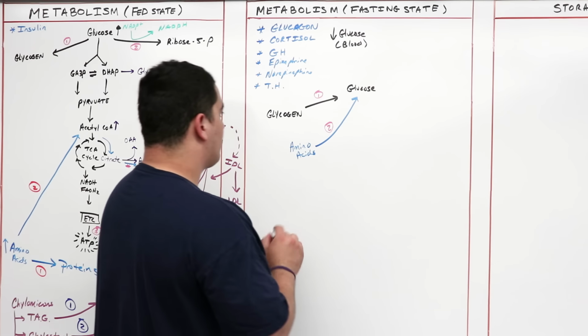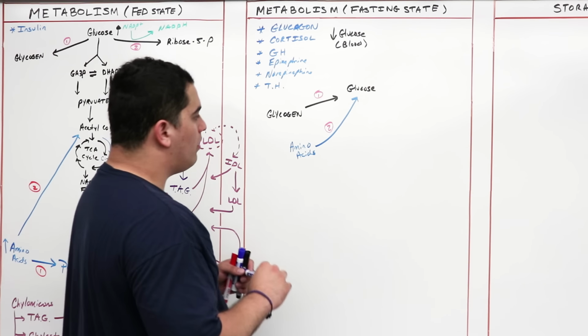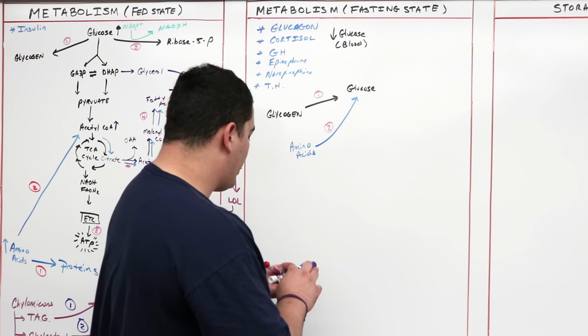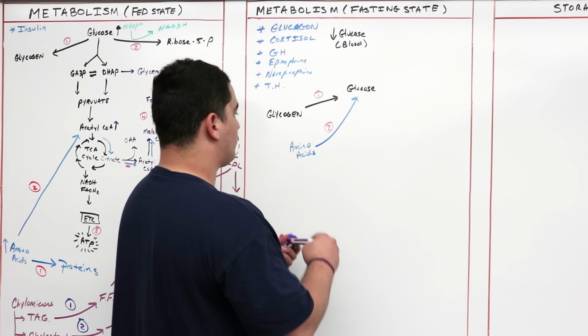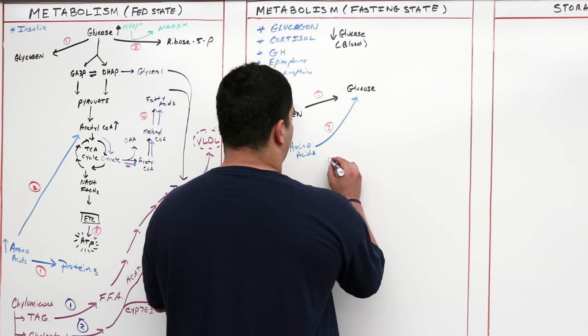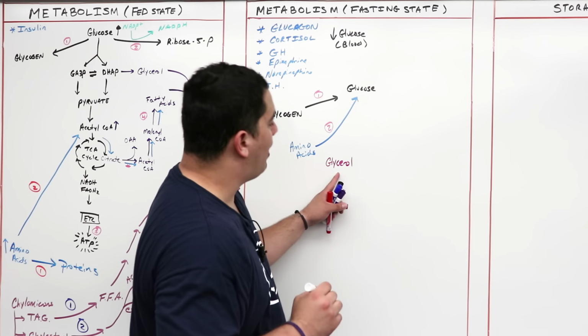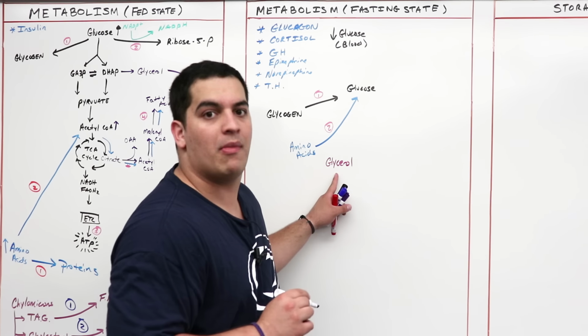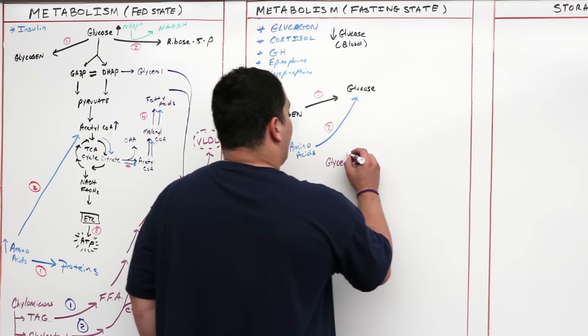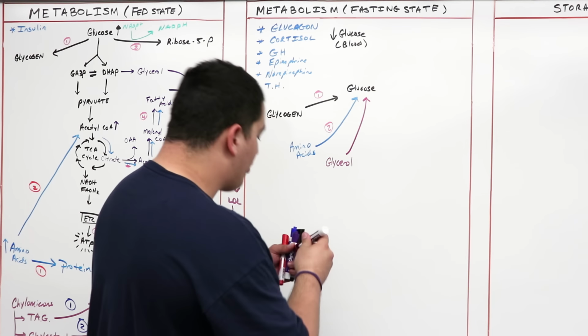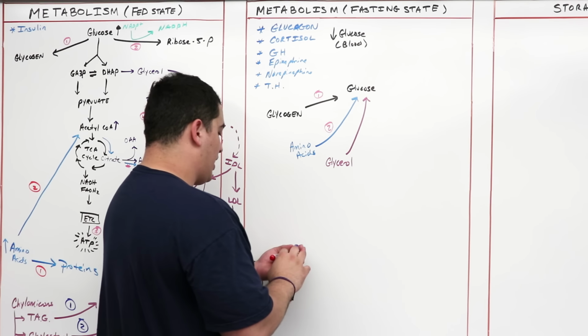Another thing is glycerol. Glycerol is actually a product of lipolysis. So we can take the glycerol that we get from the lipolysis occurring in the adipose tissue or in the muscle tissue or even liver tissue, and we can convert that glycerol into glucose. So that's another pathway that is occurring here. So that's the third thing.